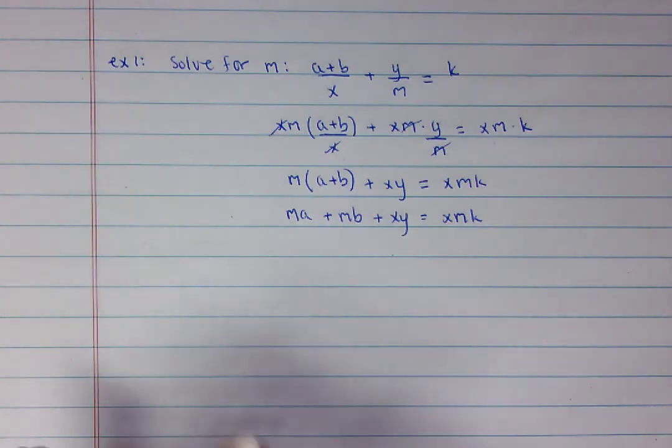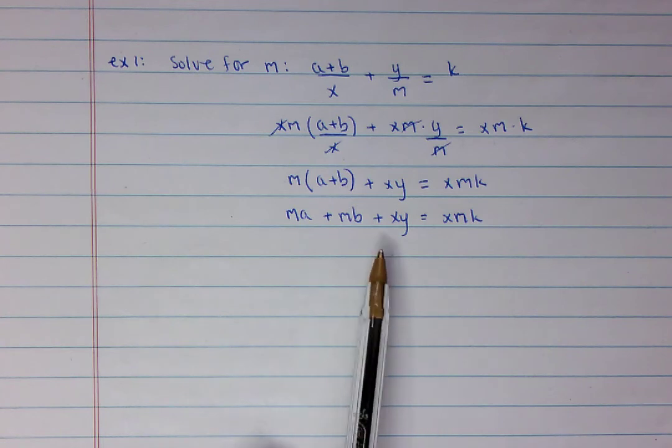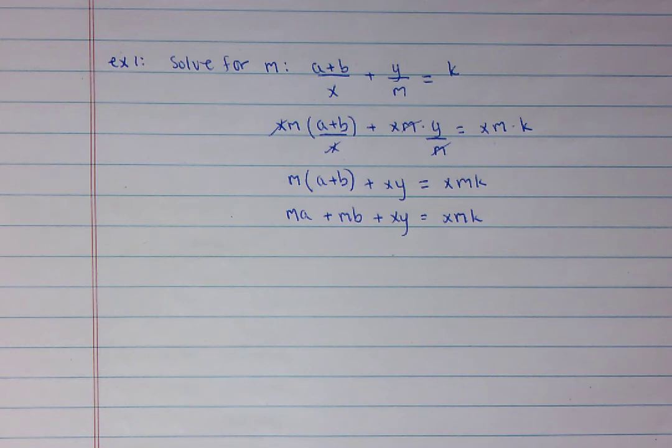Now in order to solve for m, this is a little bit different from maybe what you've done before. We have to get all of the terms with the m's on one side, and I'll show you why. The reason is we want to be able to factor out an m from everything. Then we can divide by what's multiplied by m, and we can get m by itself.